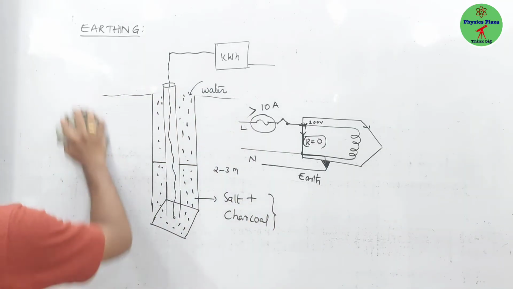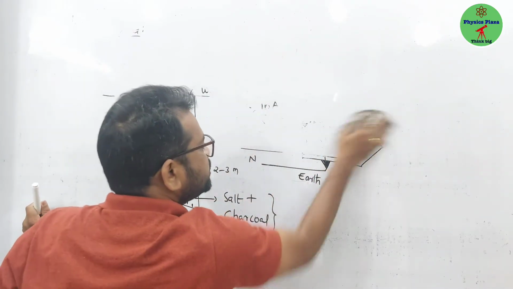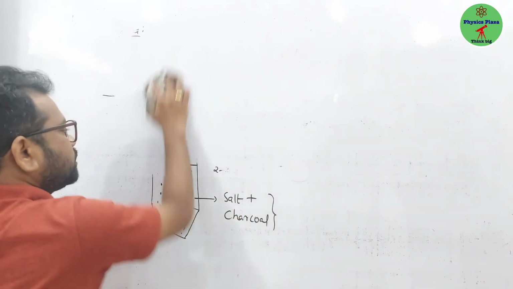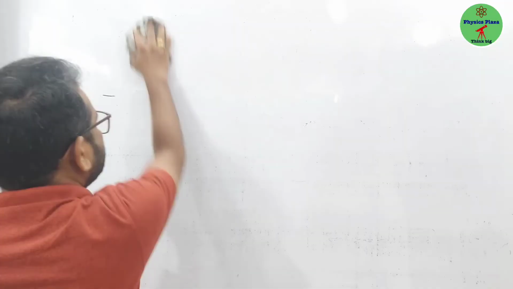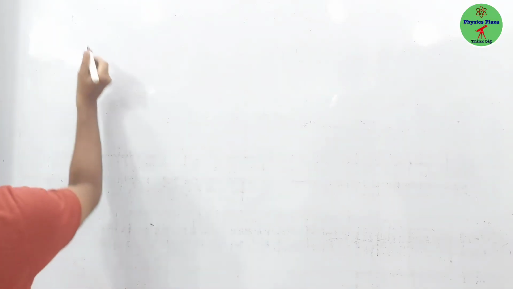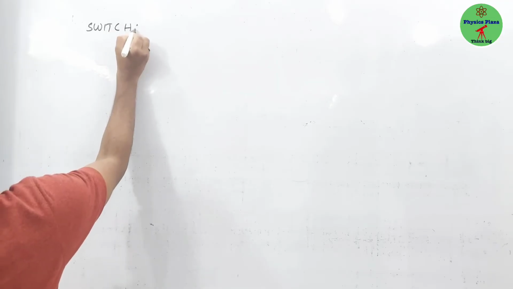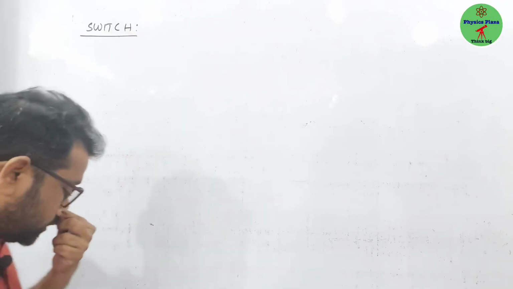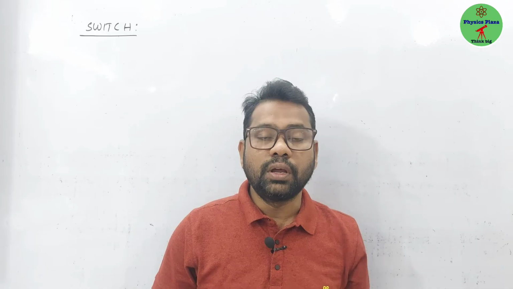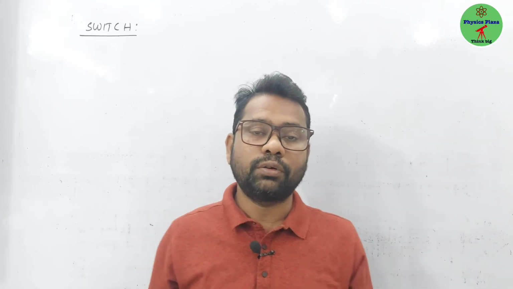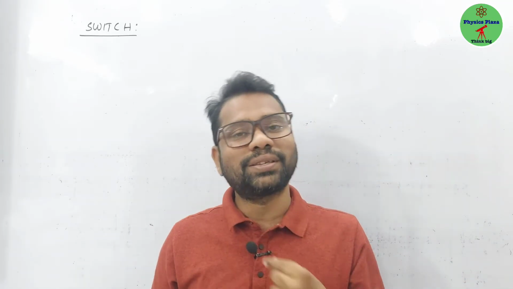Okay, now this is the second one. And the third one is about the switch, children. Third one is about the switch. Children, what is a switch? A switch is a device which is used to connect or disconnect the circuit, which is used to open or close the circuit, which is used to turn on or off the circuit, which is used to make or break the circuit.